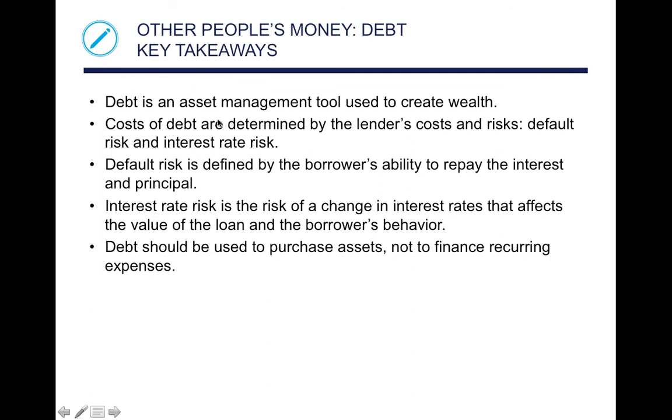Debt is an asset management tool to use to create wealth. Costs of debt are determined by the lender's cost and risk, default risk, and interest rate risk. Default risk is defined by the borrower's ability to repay the interest and principal. Interest rate risk is the risk of a change in interest rates that affects the value of the loan and the borrower's behavior. Debt should be used to purchase assets, not to finance recurring expenses.